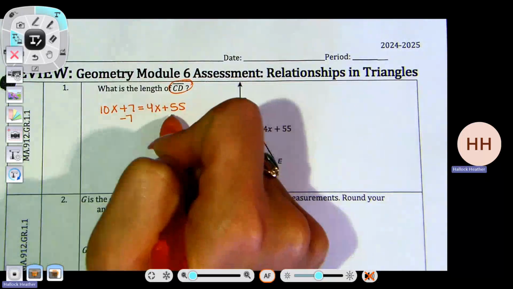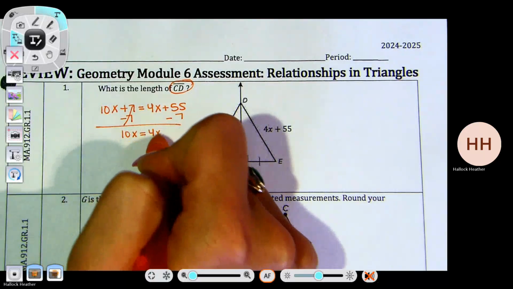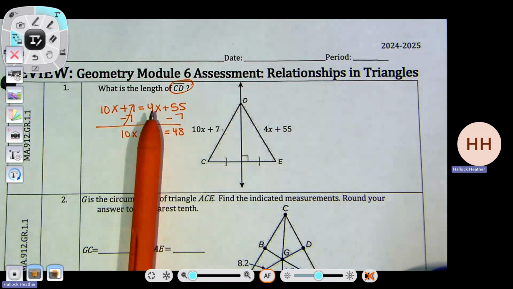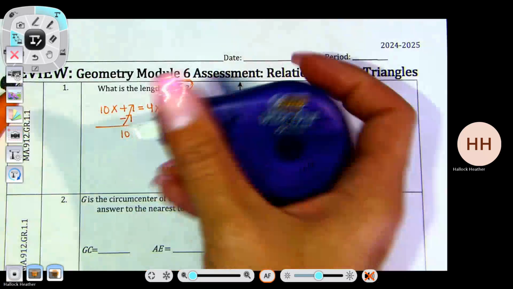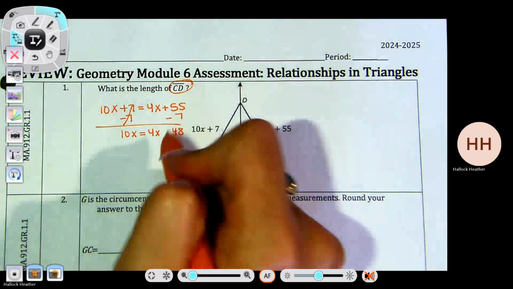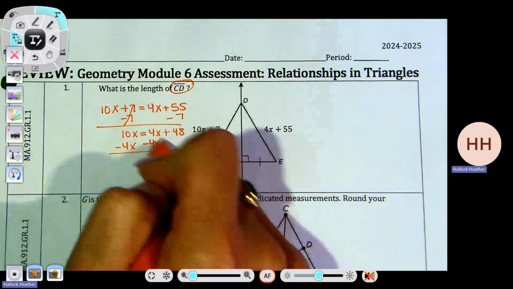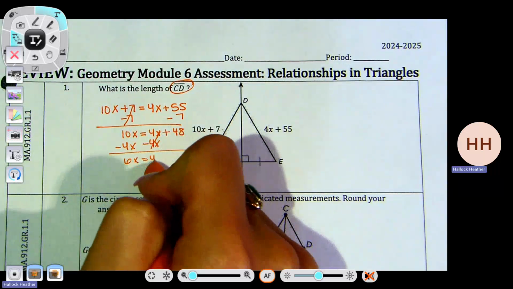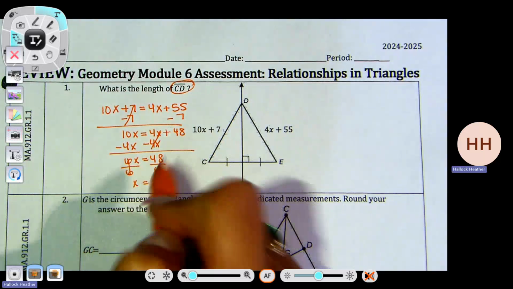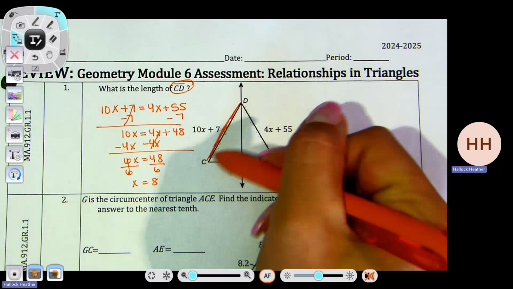I'm going to minus 7 from both sides. So minus 4x, minus 4x. 6x equals 48. Divide by 6. X equals 8. So I'm going to take my x and I have to plug it back in because I need to find the length of CD.